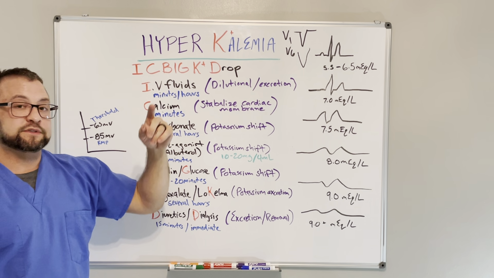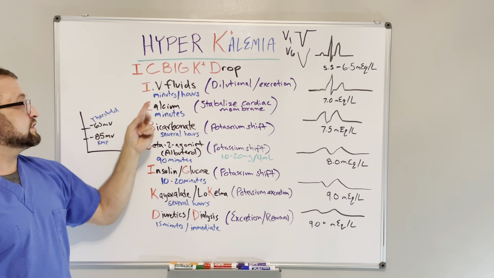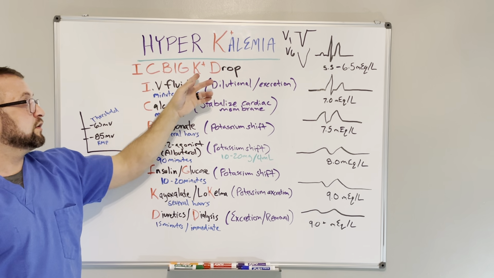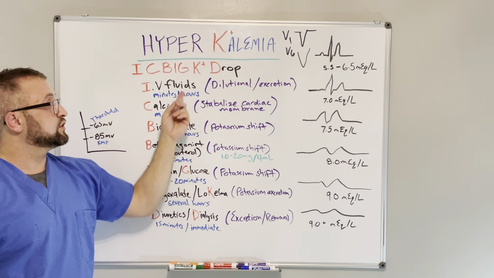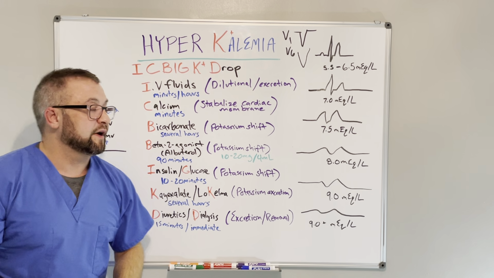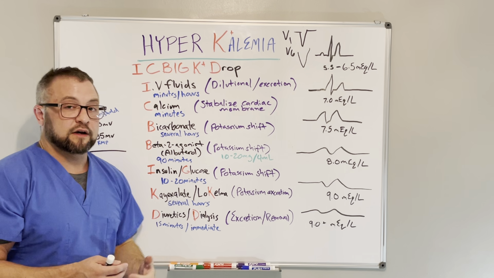All the letters in red represent treatments we'll do. I is for IV fluids, C is for calcium gluconate, calcium chloride, B is for bicarb, insulin, glucose, K for the K that we want to see drop is potassium, and the D in drop is for dialysis and diuretics. So the order we do these in is also very important.